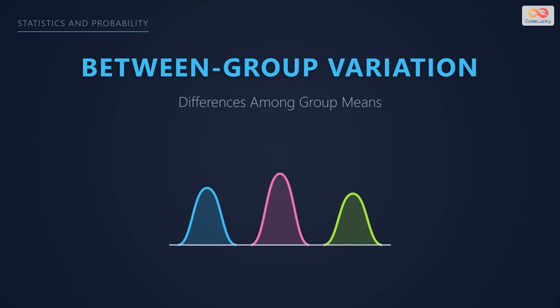Welcome. Today we are diving into a fundamental concept in statistics, between group variation. This is essentially about understanding how and why different groups of data differ from one another.